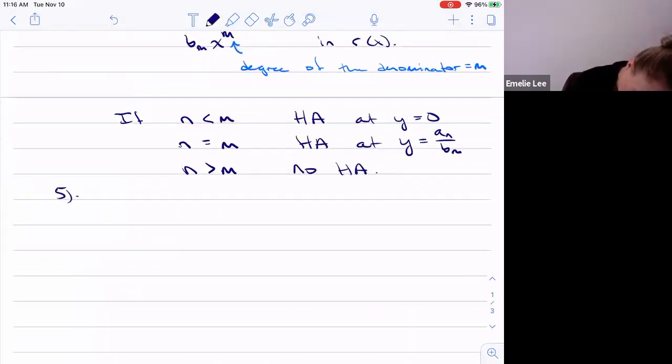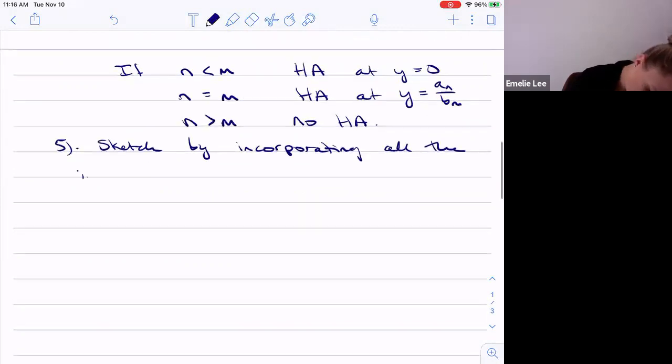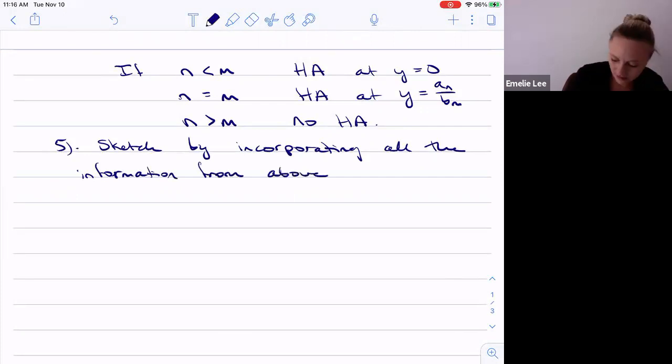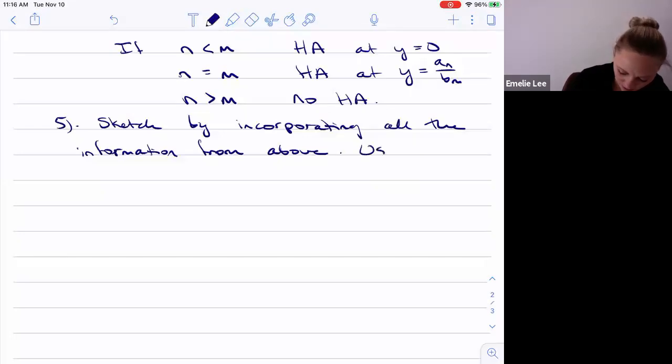So your fifth step is to sketch by incorporating all the information from above, okay, and then use Desmos to confirm.